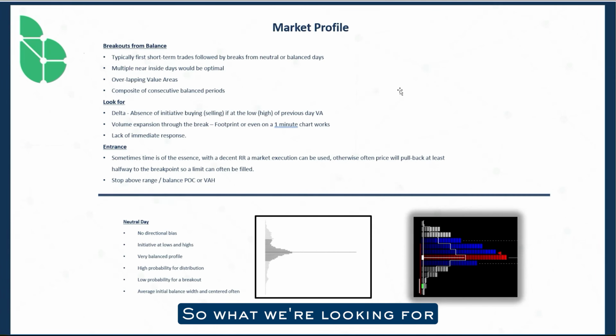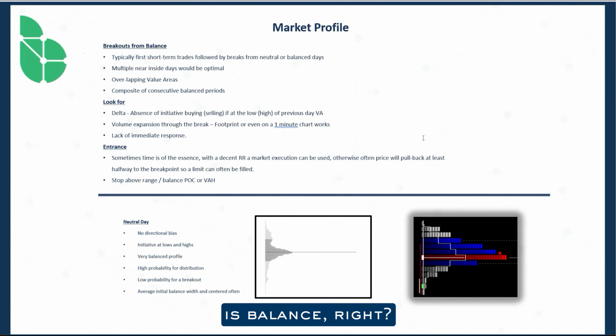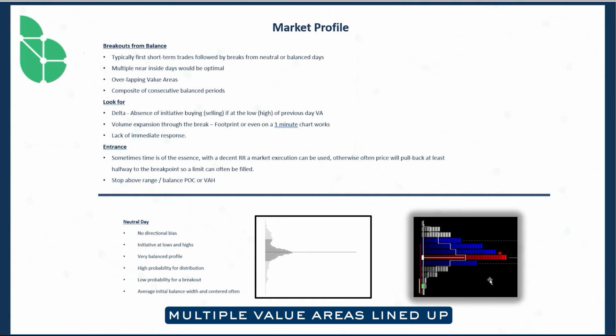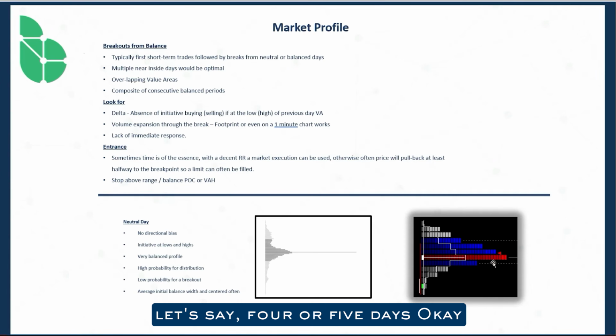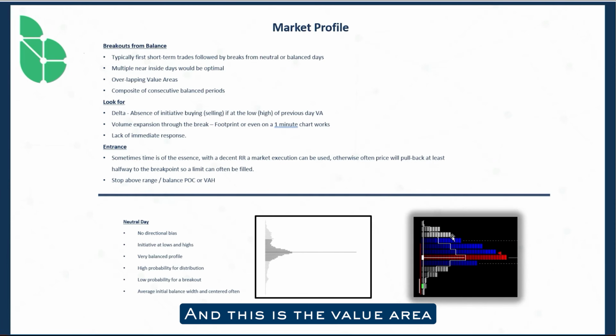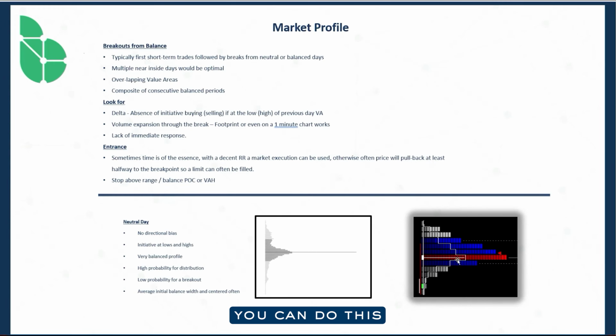So what we're looking for is balance, right? So this is just one day right here, but what you optimally would be looking for is multiple days like this where you're having multiple value areas lined up, and I'm going to show you that you can actually take those days and form a composite. So this could very well just be a composite of, let's say, 4 or 5 days. Okay, and this is the value area high and the value area low and the point of control for those 4 or 5 days. And on Sierra Charts, you can do this.